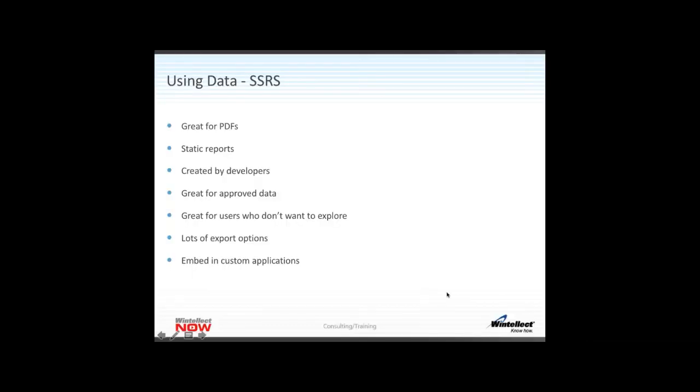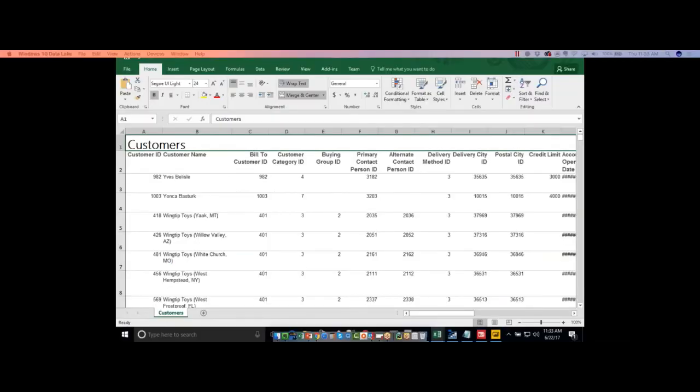It's great for approved data. One good thing about SSRS is it takes a developer to create it, and so IT is probably going to create most of the SSRS reports, and you could say, this book of reports is approved by IT to be accurate numbers. That way, you are not constantly asked, why does Fred's spreadsheet not line up with Sally's spreadsheet? Well, you weren't using approved data. If you were pulling your data from SSRS, they would be the same.